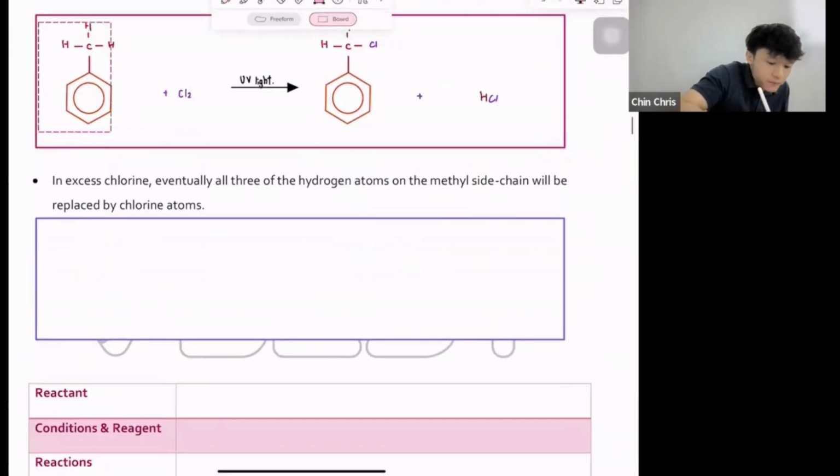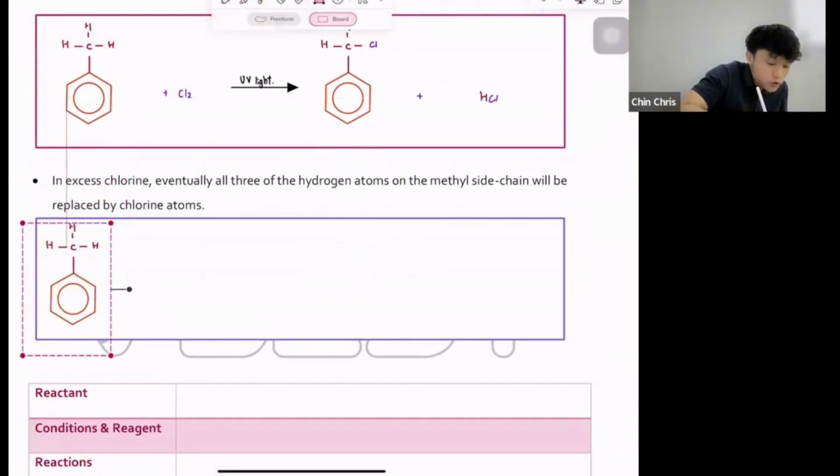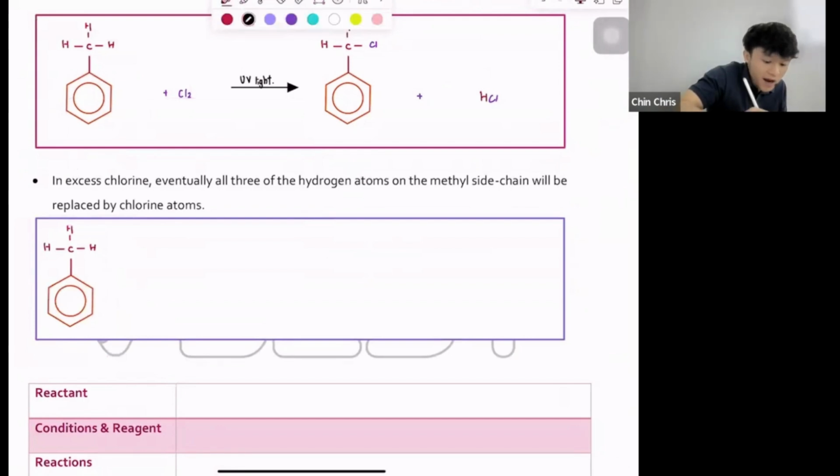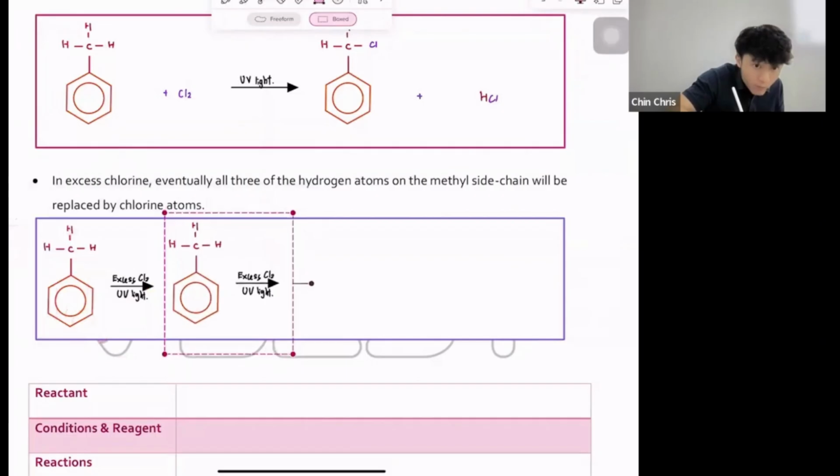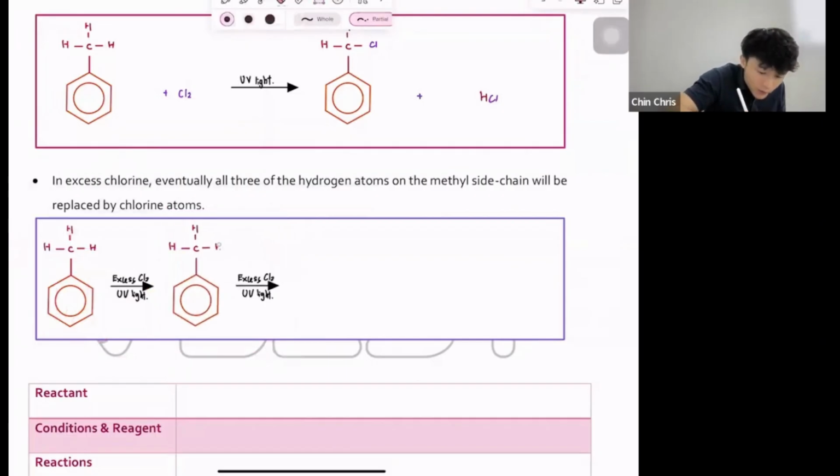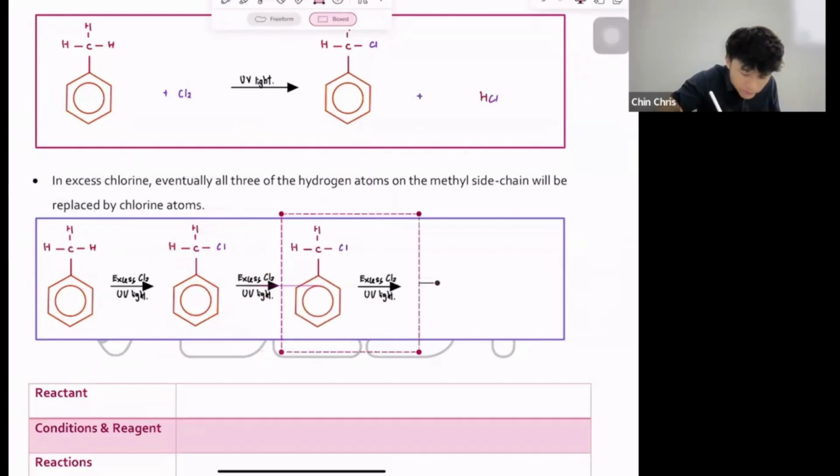So you see, guys, from 3 carbon, when you substitute it with excess Cl2 and under UV light, it's going to be, okay, 1 hydrogen is removed, correct? Then 2 hydrogens are removed.